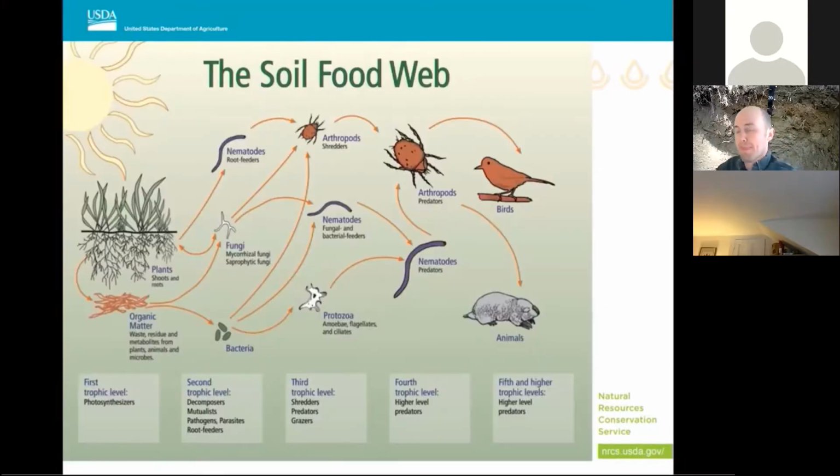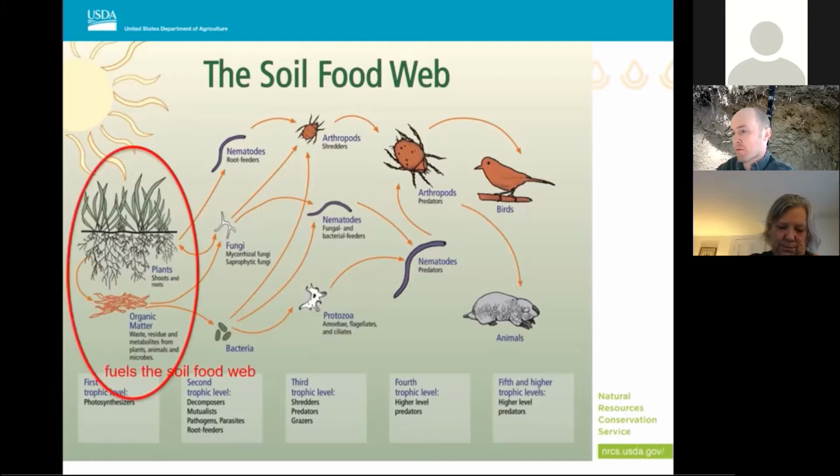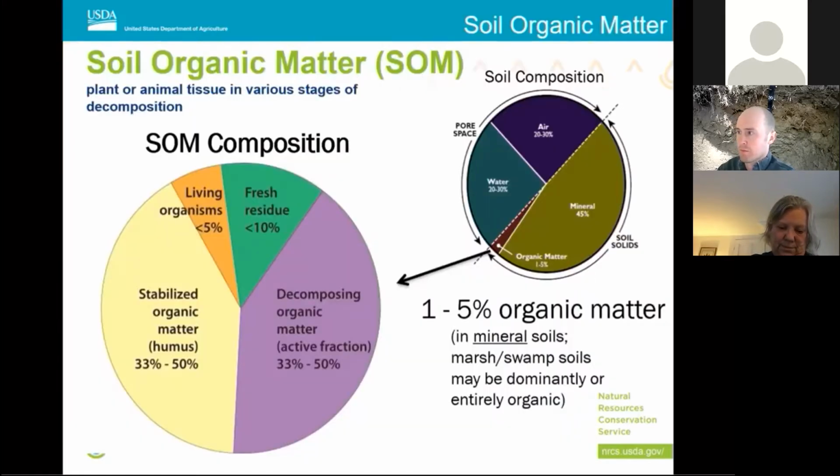And this diagram of the soil food web is borrowed from the Soil Biology Primer, which is a great publication. It shows where organic matter fits into the soil food web, and it really fuels that whole food web. Generally, soil organic matter is plant or animal tissue in various stages of decomposition.